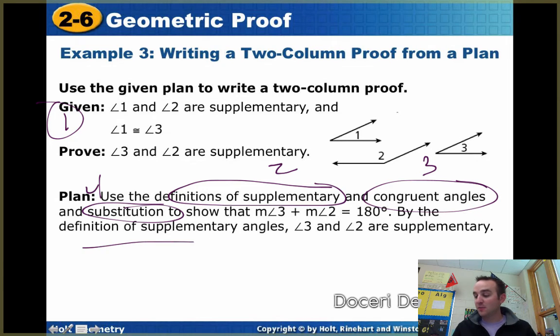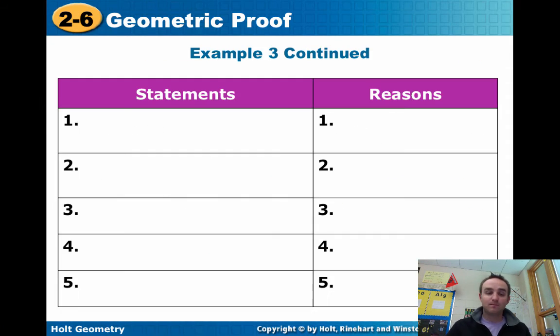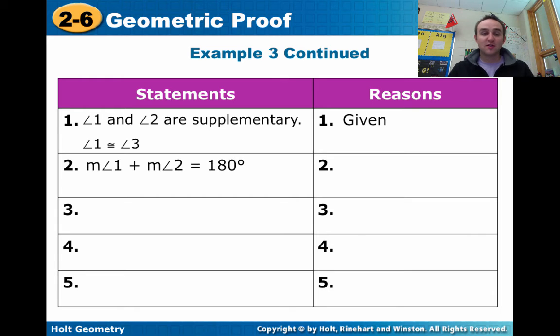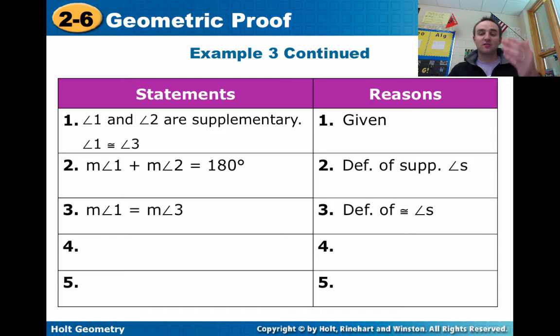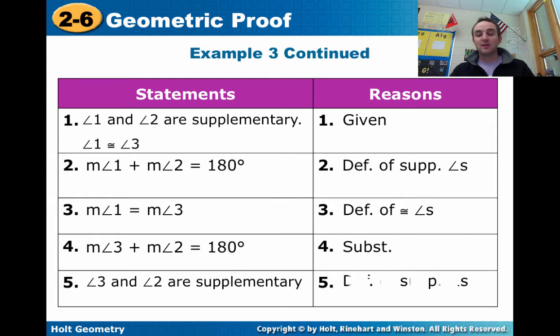Then, by the definition of supplementary angles, there's step 5: 3 and 2 are supplementary, which is what we're trying to prove. So if you look at that, like we just said, our given is first, then they told us definition of supplementary angles, definition of congruent angles, substitution. And then finally, our last step was the definition of supplementary once again.